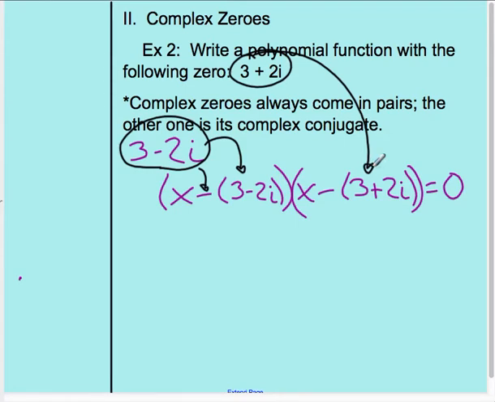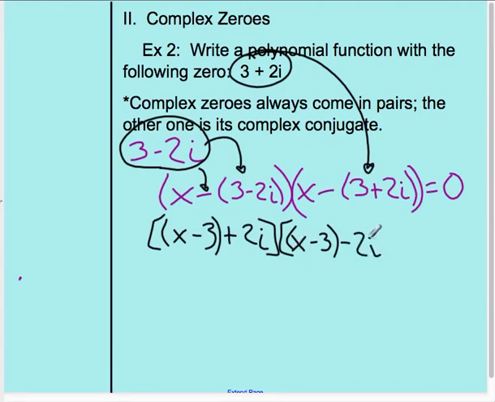So what I'm going to do is regroup this so that I have my x and my 3 together, and my i pieces separate. So I'm going to group this as x minus 3 plus 2i. And I'm going to look at my x minus 3 as kind of a subset of my, it's really a trinomial, but I'm going to treat it like a binomial, using my x minus 3 as my first term in both binomials. So again, I'm going to regroup this one, so this one's x minus 3 as kind of a subset, my first term, minus 2i.